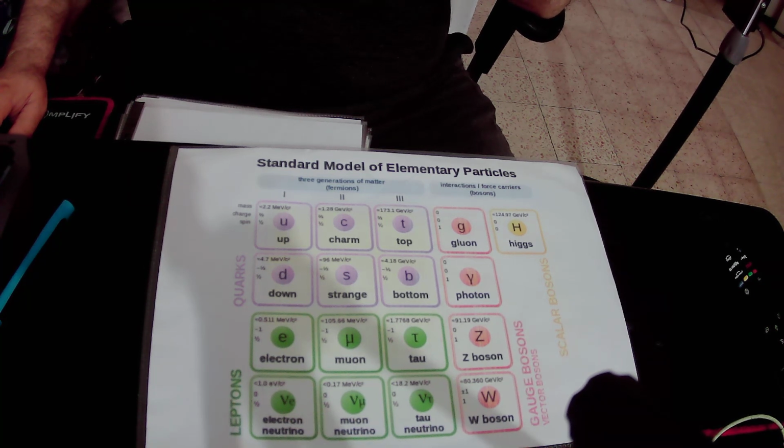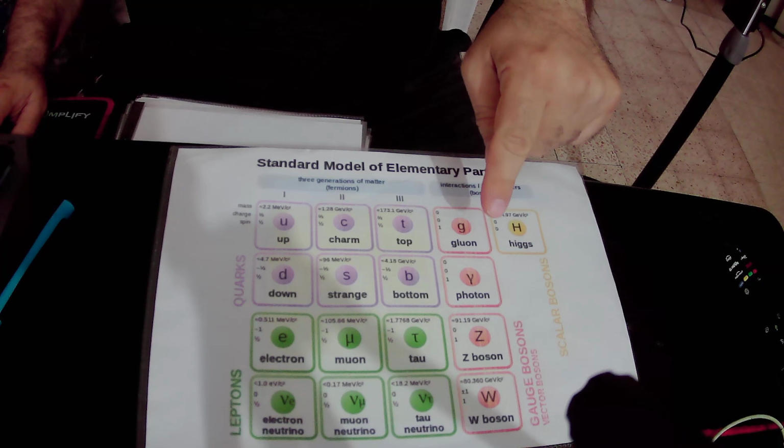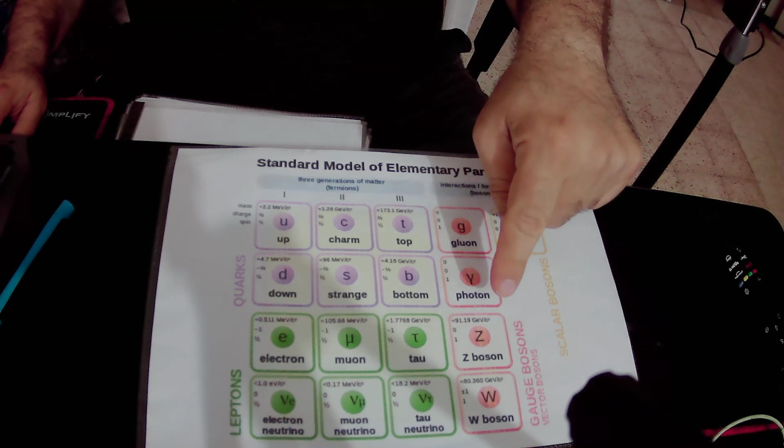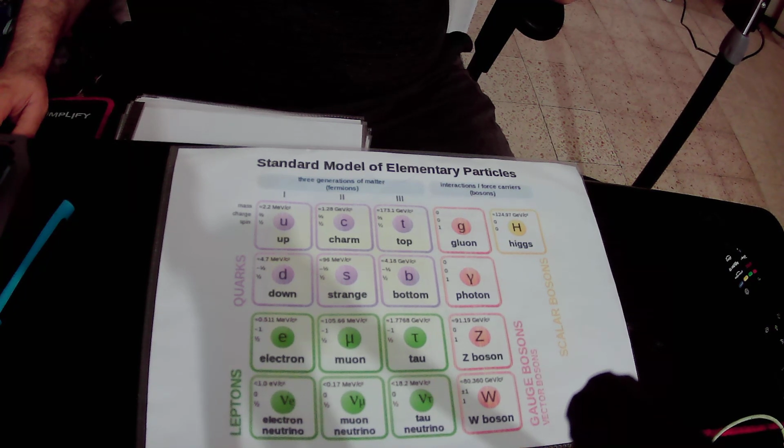So in total we have 12 force particles, because we have 8 types of gluons, 1 type of photon, 1 type of boson Z, and 2 types of boson W. So in total it is 12 force particles, and the 13th force particle, which is not in this table, is the graviton, that is responsible for the gravitational force.